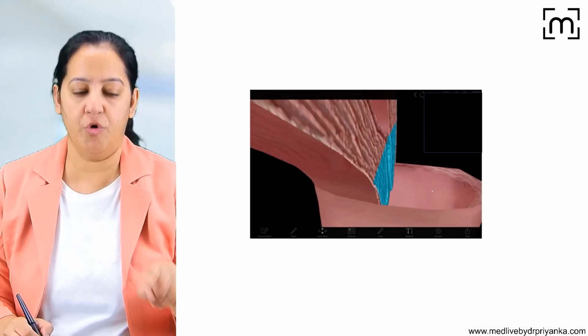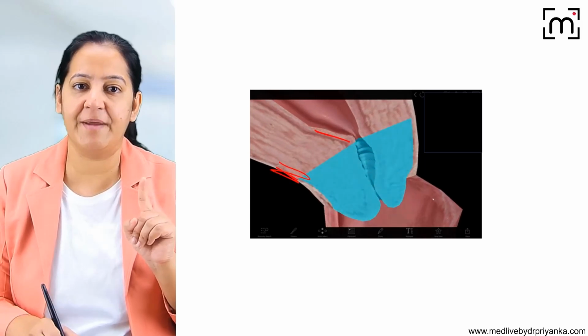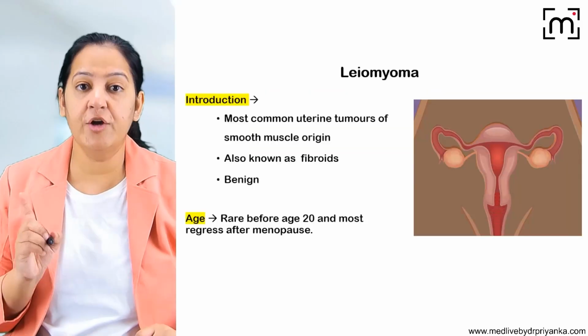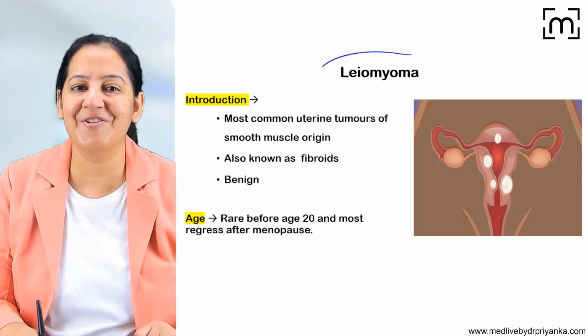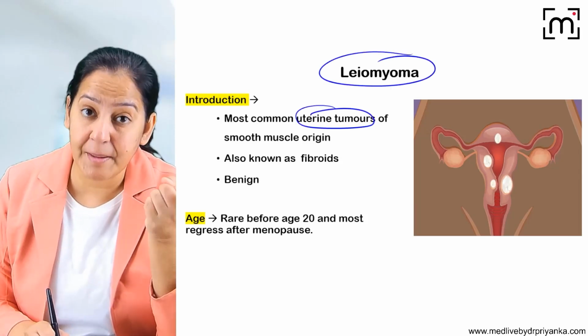Now I am teaching you leiomyoma. So leiomyoma is a tumour of which layer? It is not a tumour of endometrium. It is not a tumour of perimetrium. It is a tumour of myometrium. So, let's start the topic leiomyoma. It is the most common uterine tumour. It occurs in the myometrium.